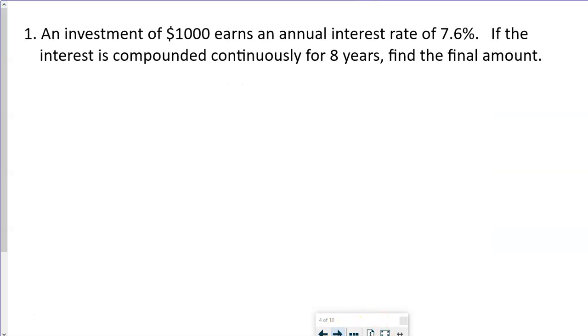So our first equation here, we're going to use that formula, A equals principal times e to the rate of interest times time. This is an investment of $1,000 earns an annual interest rate of 7.6%. The interest is compounded continuously. This is how we knew to use this formula. For 8 years, find the final amount.